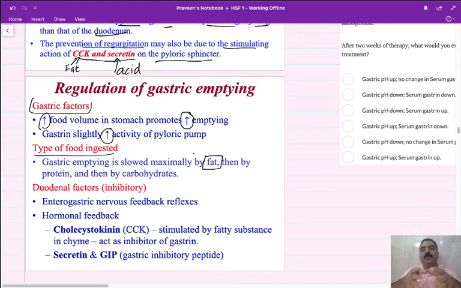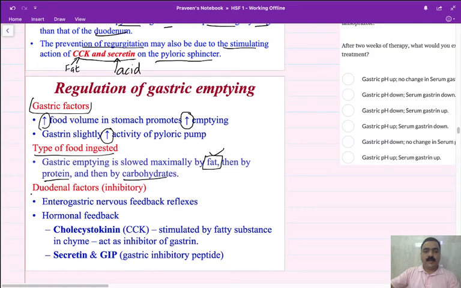Its emptying will be faster, and the intoxication effect of the alcohol will go to the brain and get affected very fast. Okay, so that is another example where you can remember which food makes it slow. So the fat makes the gastric emptying slow. Okay, then by the proteins, and then by the carbohydrates. So the number one that makes it slow is the fat.